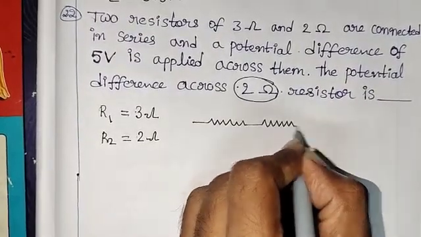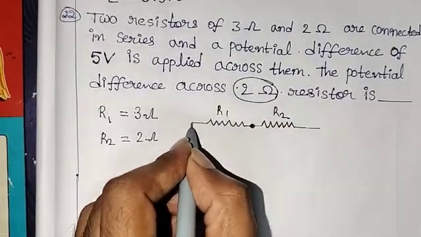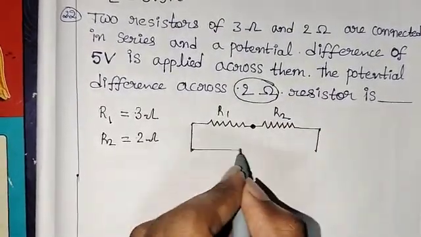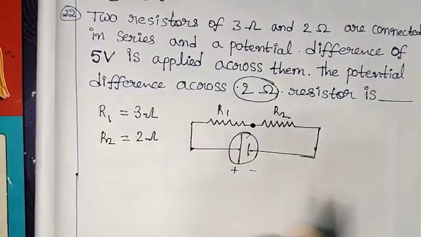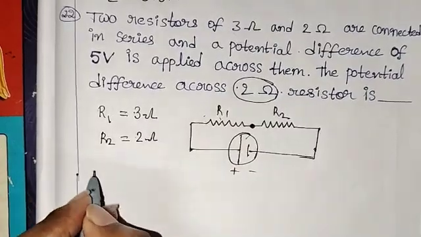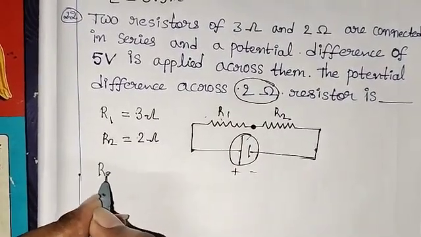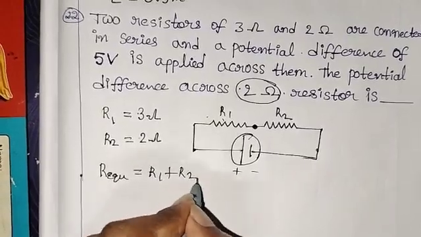So let us draw the diagram. This is R1, this is R2. The two are in series, means end to end. They are connected end to end. So we need a battery to create potential difference. Positive, negative. Okay. So since they are in series, equivalent resistance is R1 plus R2.